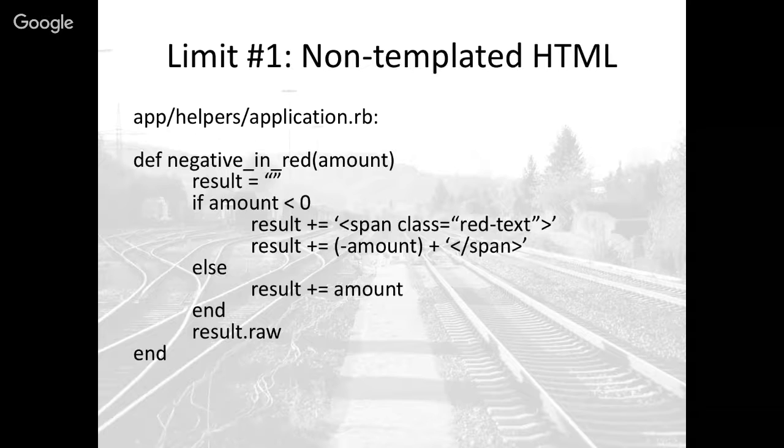And in this particular case, because the HTML for "I want this to be red and in brackets" was being built in the helper, in the Ruby code, rather than inside a template, it was being built in a way that the default protections didn't apply. And someone could inject their own HTML, their own scripts, and take control of another user's browser session.